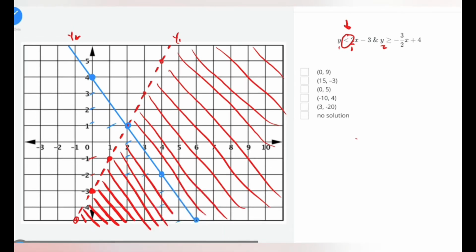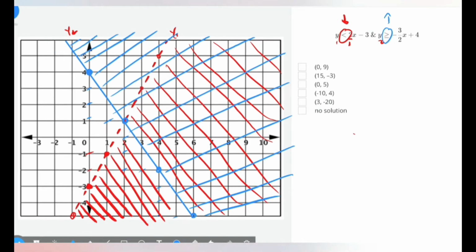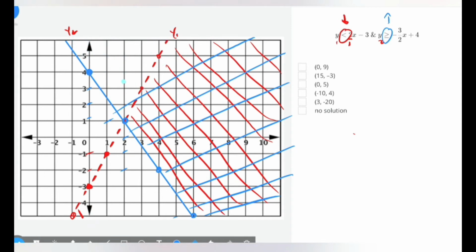The blue line, this is bigger than. That means we shade on the top of the line. Okay. So let me erase a few things on here. So basically, the answer is where you shade it 2 times. All right. Which means that the answer will not be in this region. The answer will not be in this region.